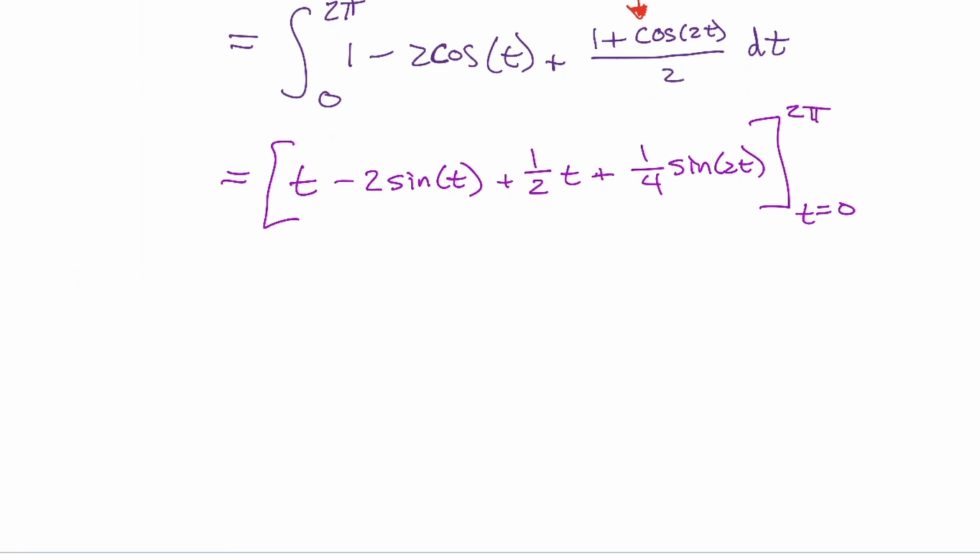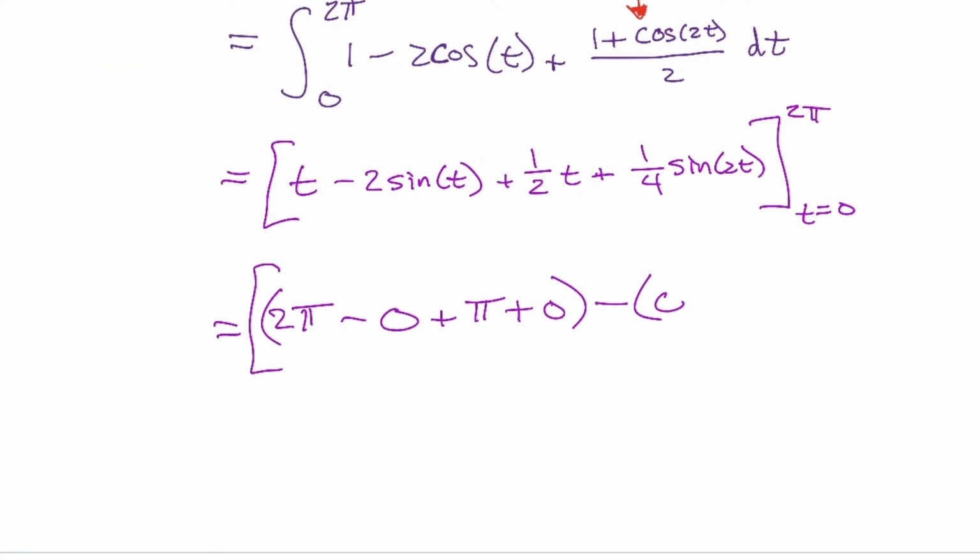Almost done. Let's plug and chug. So the upper limit is going to be 2 pi minus sine of 2 pi, which is 0, plus pi plus the sine of 4 pi, which is also 0, minus the lower limit, which is just a bunch of zeros. I'll just write it like that, but I guess there was a minus there. So the final answer is 3 pi.